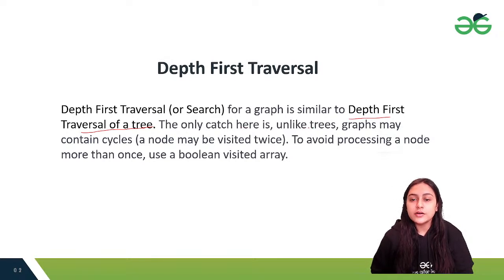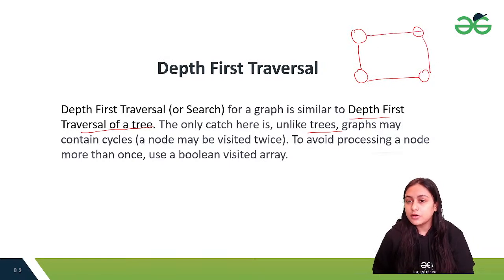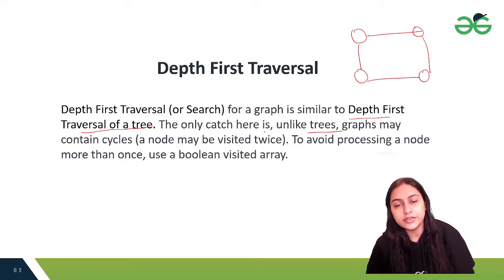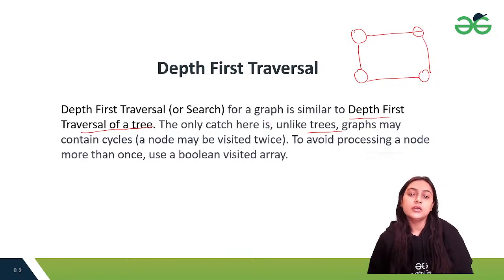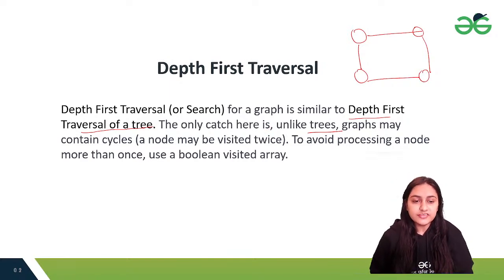The catch over here is that unlike trees, graphs may contain cycles. As I already told you, inside a graph there may be a cycle. If you see this here, we have a cycle, but in case of trees we never have a cycle. That's why there's a little bit of difference between DFS or DFT of trees and DFT of graphs.